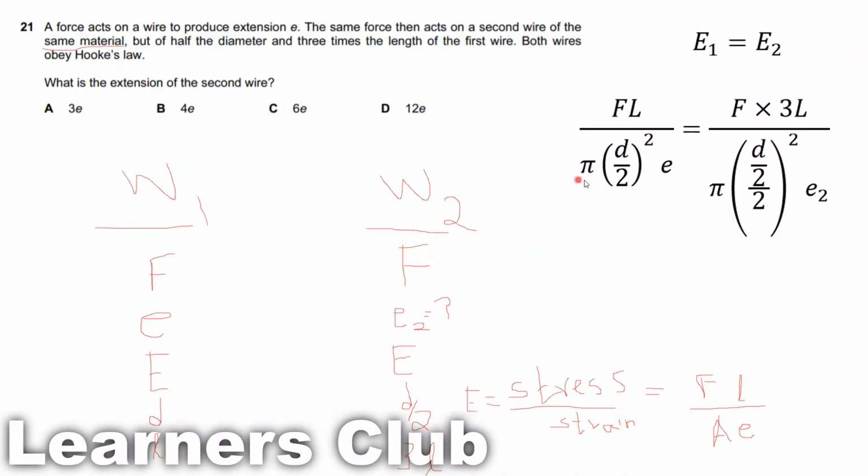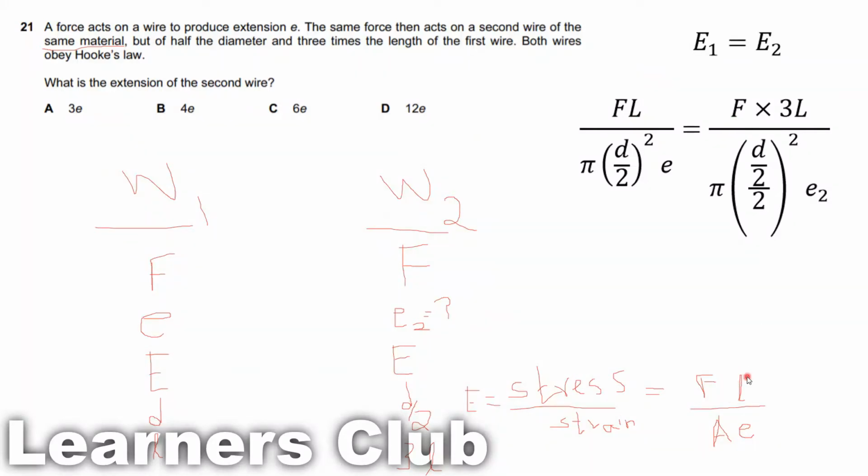r square, so pi is here. Since we don't have radius, but we have diameter, radius is equal to diameter over 2. So instead of radius square, I am taking half of the diameter and squaring it. Extension is E. This is for the Young's modulus of the first wire, which is equal to the Young's modulus of the second wire. So force for the second wire is the same F.